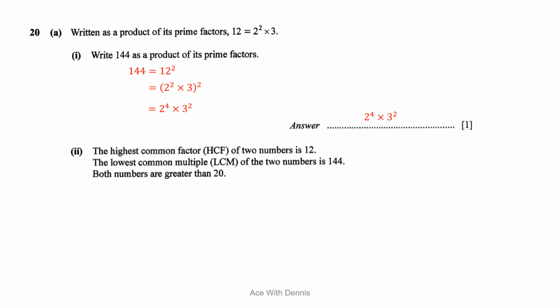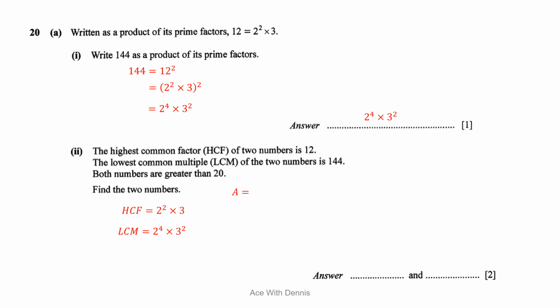2. The HCF or highest common factor of two numbers is 12. The LCM or the lowest common multiple of the two numbers is 144. Both numbers are greater than 20. Find the two numbers. 2 marks. Okay, so HCF for these two numbers is 2 squared times 3, and LCM for these two numbers is 2 to the power 4 times 3 squared.